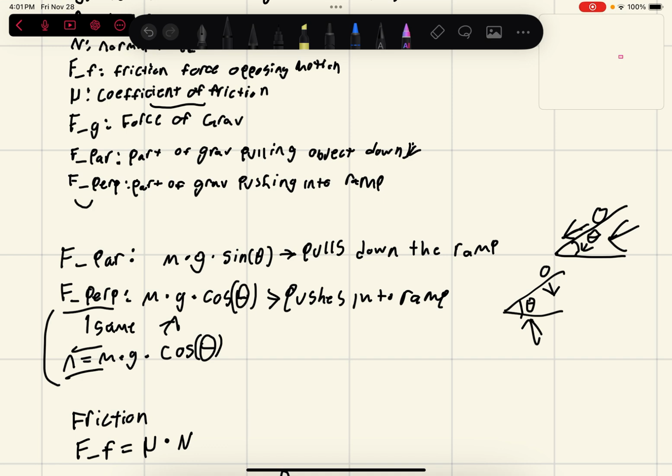So, again, as I said, it splits it up into two different types of gravity. So normal force is equal to mass times gravity. This is normal force right here, the N. It is mass times gravity times cosine theta, and it is the exact same as friction perpendicular.